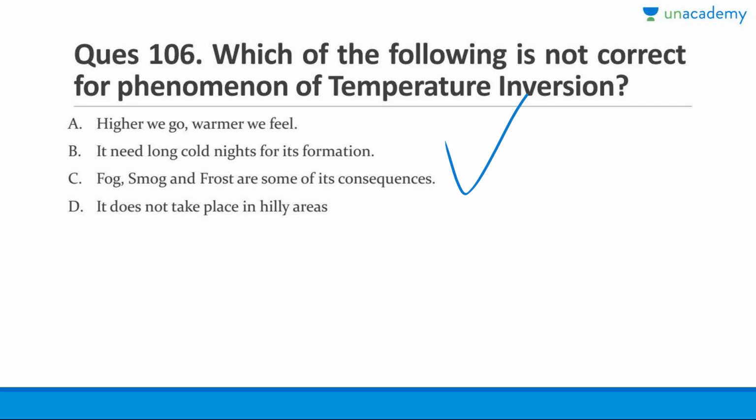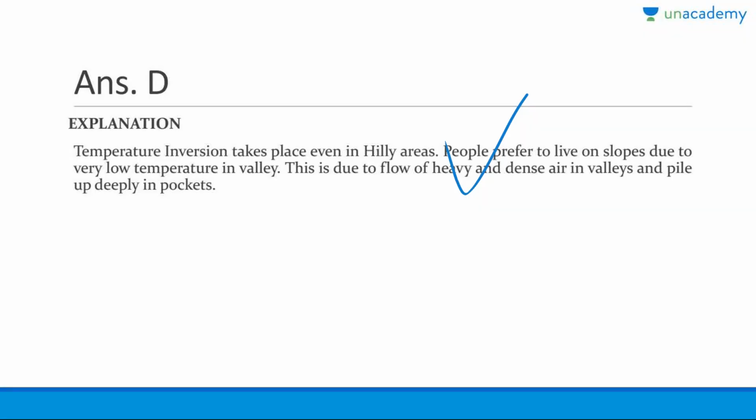So people live on slopes because of very low temperature in the valley. So answer is D. It does take place in hilly areas. People prefer to live on slopes due to very low temperature in the valley. And this is due to flow of heavy and dense air into valleys, piling up deeply in pockets.